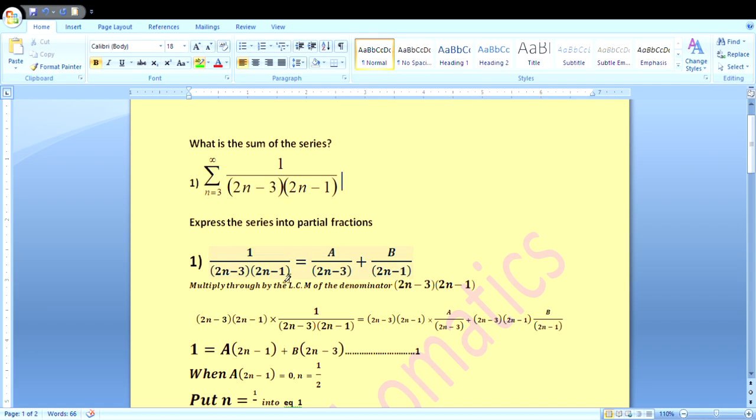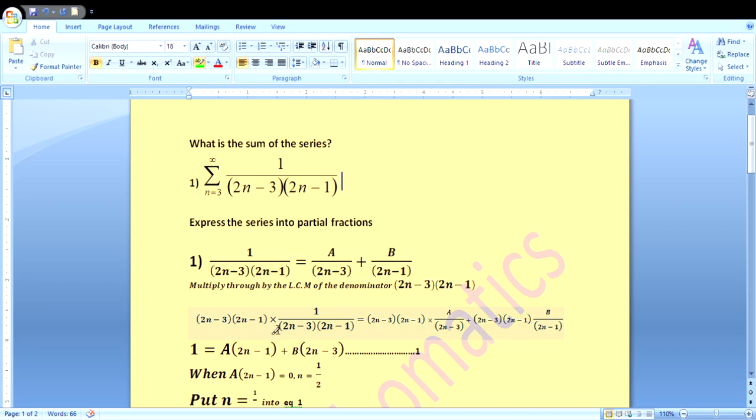So this is conveniently done here as 1 over (2n minus 3)(2n minus 1) equals A over 2n minus 3 plus B over 2n minus 1. Okay, and for us to forge ahead, we will multiply through by the LCM. The left hand side denominator is (2n minus 3)(2n minus 1). That is the LCM of the fraction. So we multiply through by the LCM.